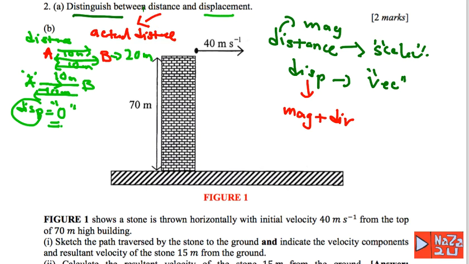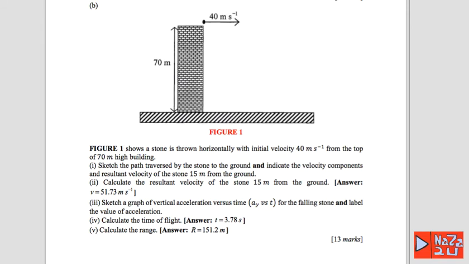So part B. Figure 1 shows a stone. Let's say the stone is thrown horizontally. This is the direction of the stone, horizontal with an initial velocity u of 40 meters per second from the top of a 17 meter high building. This is the initial position of the object, thrown horizontally at the position of 17 meters. Sketch the path traversed by the stone to the ground and indicate the velocity components and the resultant velocity of the stone 50 meters from the ground.